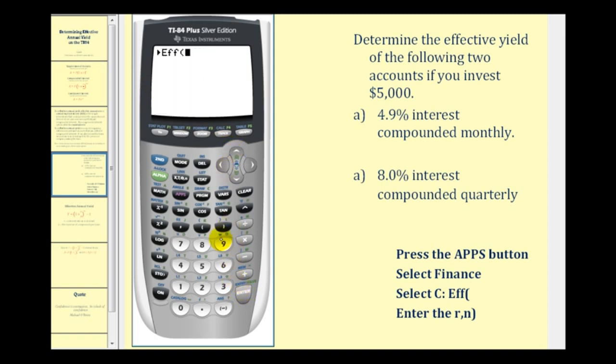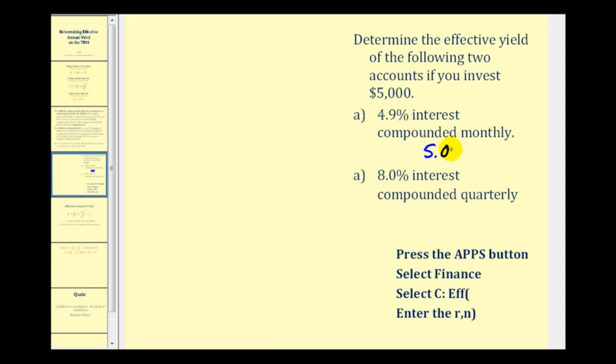Press Enter, and now we're going to type in the actual percent as a percentage, not as a decimal. So we'll type in 4.9, comma, and then N, which is the number of compounds per year. Since it's monthly and there's 12 months in 1 year, N is 12. Press Enter, and our effective annual yield will be approximately 5.01%. And let's go ahead and try one more.